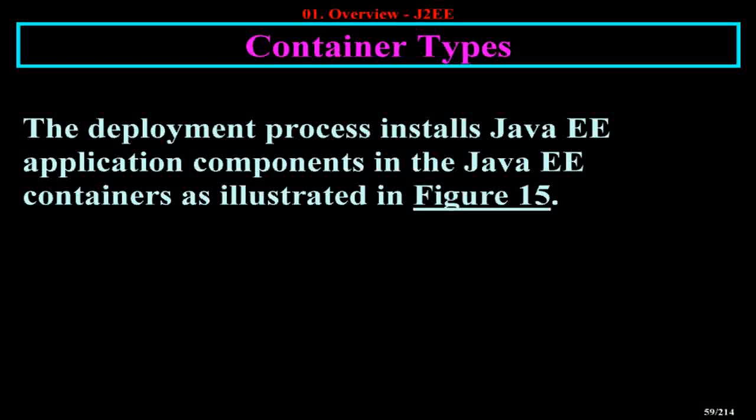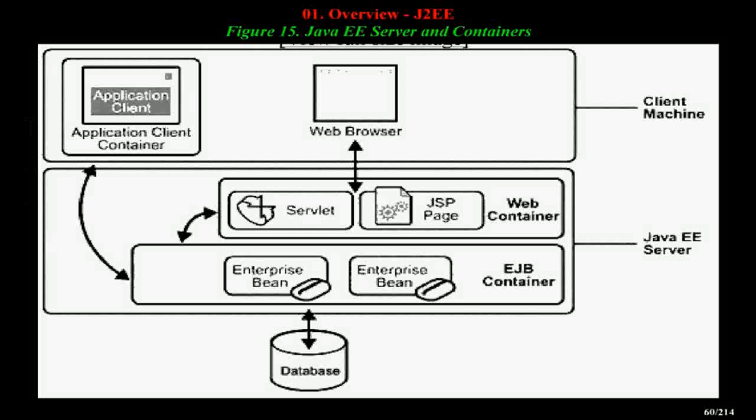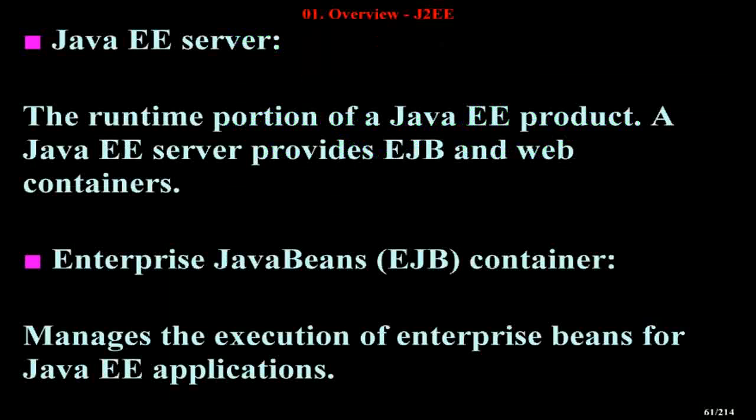Container types. The deployment process installs Java EE application components in the Java EE containers as illustrated in Figure 15. Figure 15. Java EE Server and Containers. Java EE Server. The runtime portion of a Java EE product. A Java EE server provides EJB and web containers.